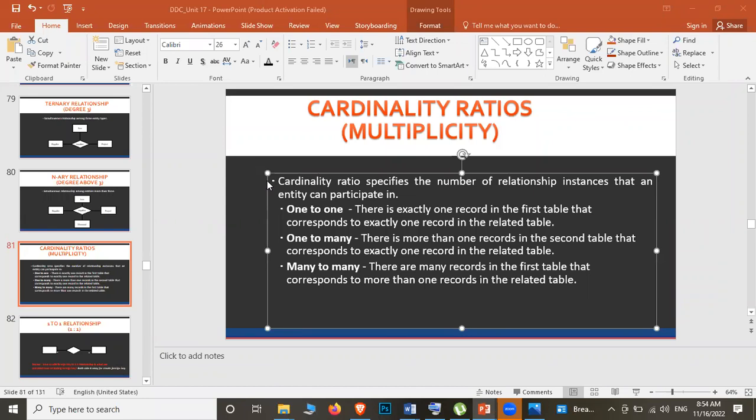And many to many, like many to many එකේ මොනවද එන්නේ? Many students can follow many courses. At the same time, a course can be followed by many students. There are many records in the first table that correspond to more than one record in the related table. So that is known as many to many relationship. So we learned all these things. Again, it is being repeated over here.